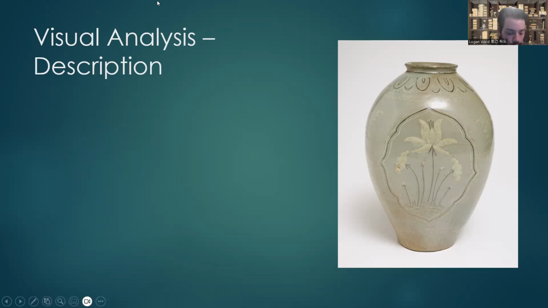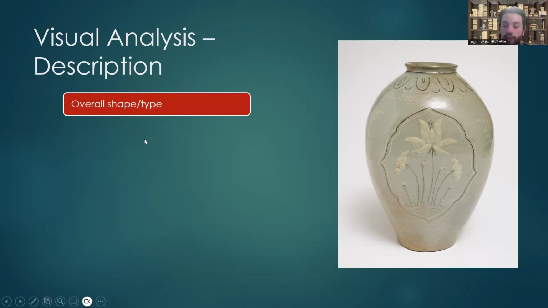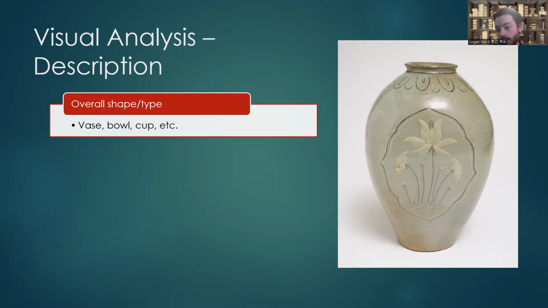So when we're talking about a ceramic vase, or a ceramic vessel, excuse me, you want to start with its overall shape or its type, right? So what kind of vessel is it? And that's when you can say something like, it is a vase, it is a bowl, it is a cup. There's lots of different things. There are certain specific kinds of vases as well, or kinds of bowls as well. So you want to make sure you specify what kind of overall vessel it is, its overall shape.